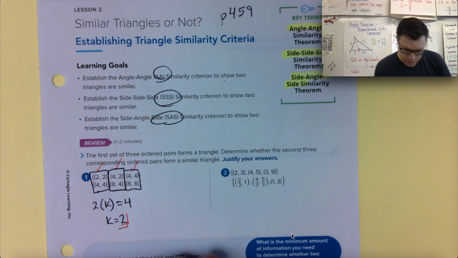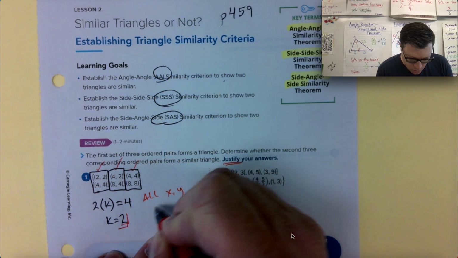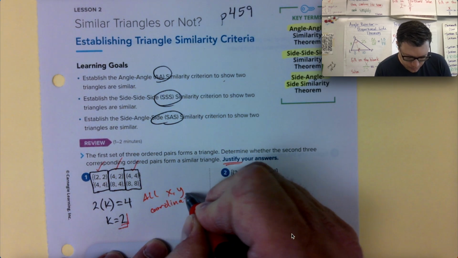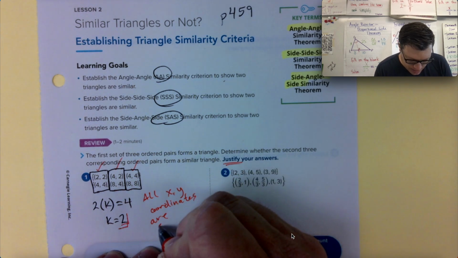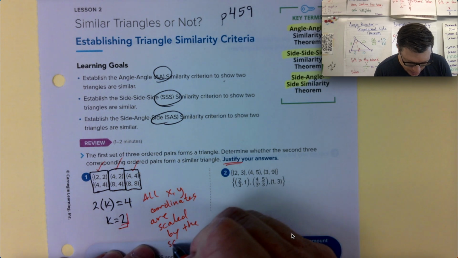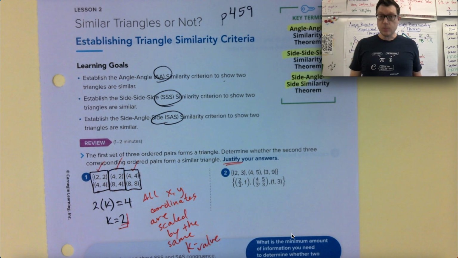All ordered pairs, justifying. All x, y coordinates, 2 O's in the word coordinate, are scaled by the same k value. All right, let me just check that though.